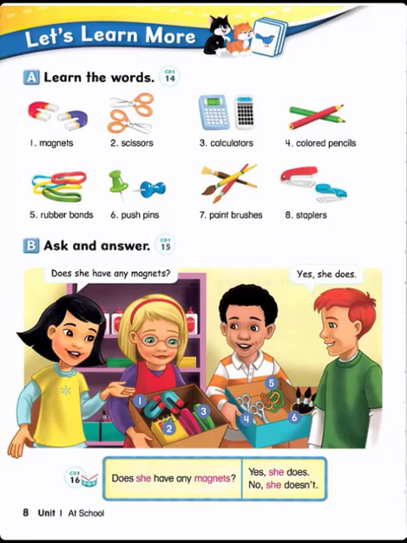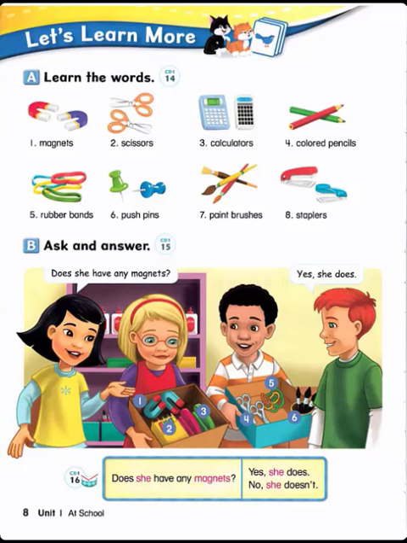Page 8. B. Ask and answer. Does she have any magnets? Yes, she does. Number 1. Does she have any magnets? Yes, she does. Number 2. Does he have any colored pencils? No, he doesn't. Number 3. Does she have any staplers? Yes, she does. Number 4. Does he have any scissors? Yes, he does. Number 5. Does she have any rubber bands? No, she doesn't. Number 6. Does he have any paint brushes? Yes, he does.